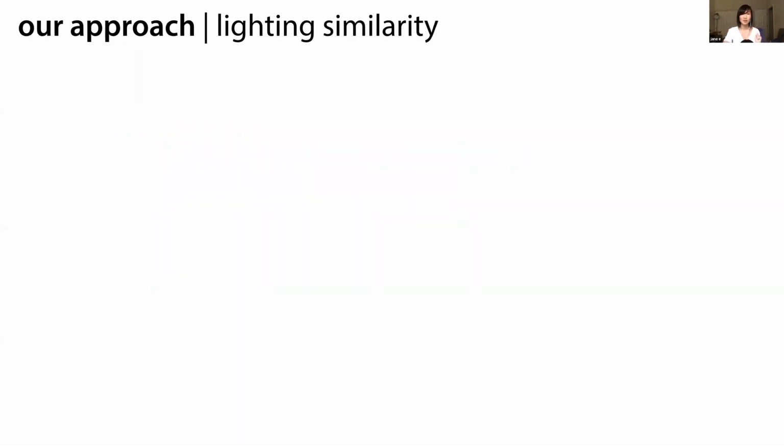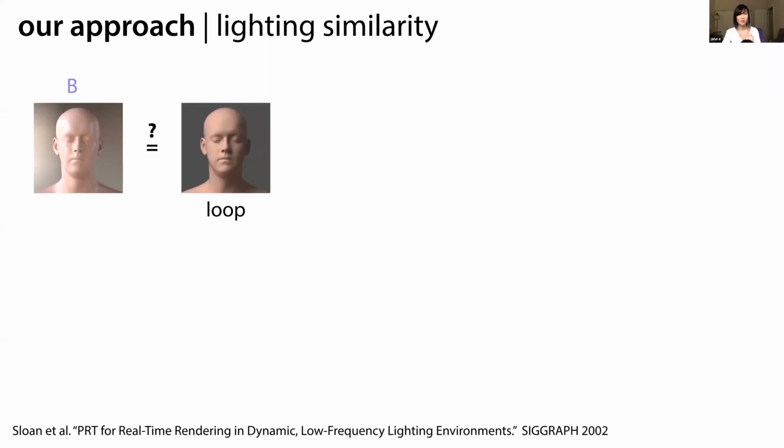So how do we compute these orientations? So here, our current lighting is estimated by render B. In order to compute an optimal angle, we need to be able to determine how close the current lighting is to the target lighting style I want to achieve, which here is loop.